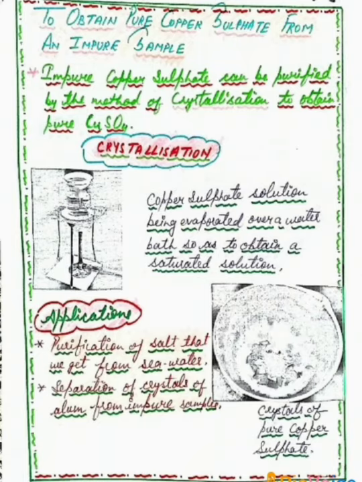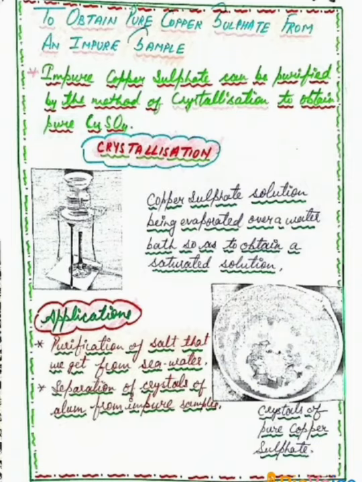After that, filter the copper sulfate solution to remove insoluble impurities. Heat the copper sulfate solution gently on a water bath to evaporate and obtain a saturated solution. This can be tested by dipping a glass rod in the hot solution from time to time. When small crystals form on the glass rod, the solution is saturated. Clear? Now, then stop heating.